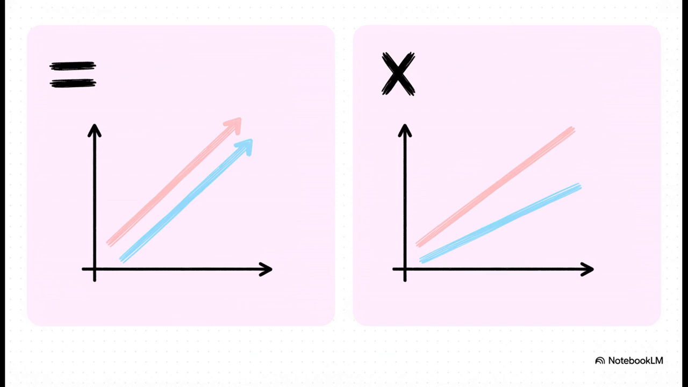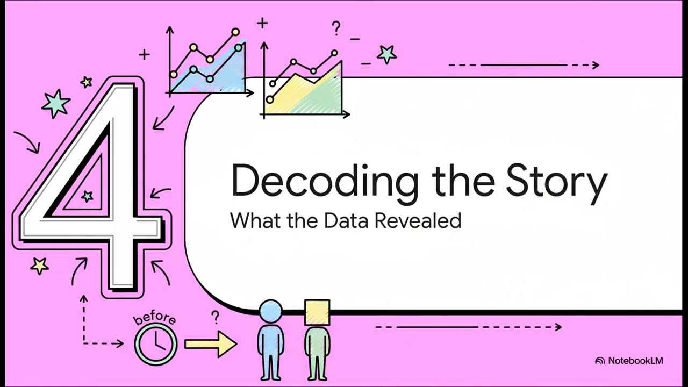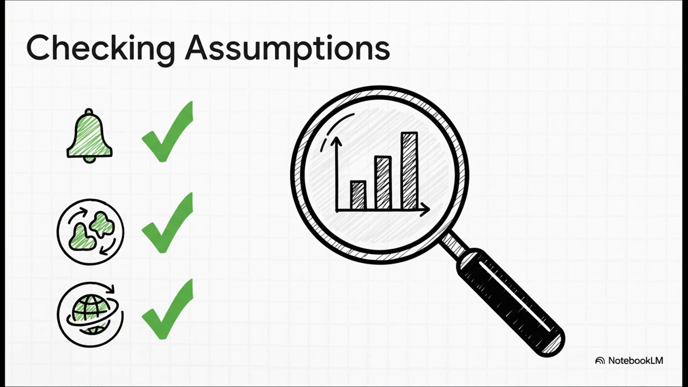That's the key visual. Okay, so we've got our puzzle, we've got our statistical tool, and we know the three big questions it can answer. Now for the fun part. It's time to see what actually happened in our researcher's study. Let's decode the story that this data has to tell. But first, a really quick but super important detour.